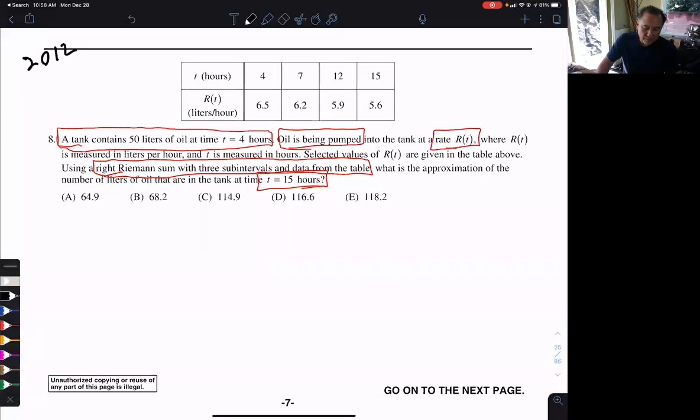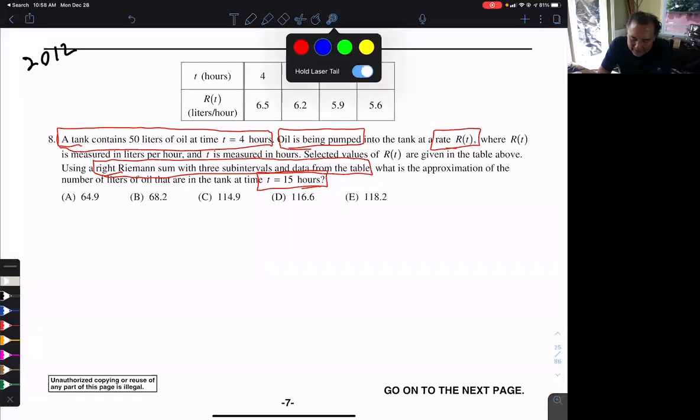It's 2012, number 8. I'm going to explain this using the fundamental theorem, and then I'm going to explain it using logic to make it all make sense to you. So what is everything representing here?